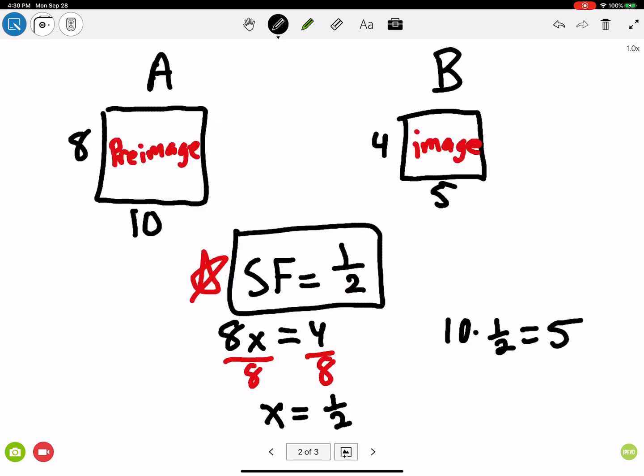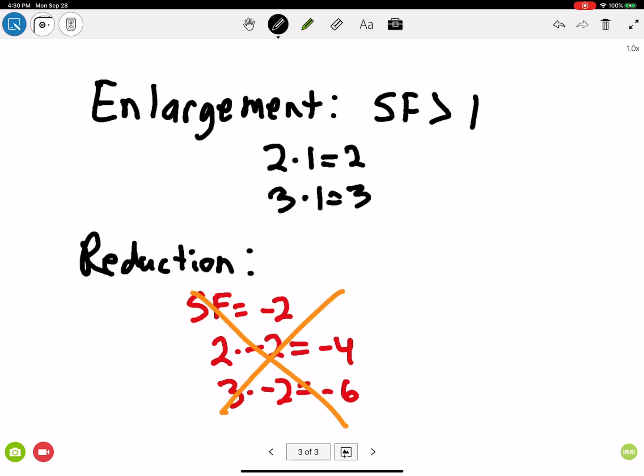What we did find out though, when we made the last thing smaller, we went from 8 to 4, 10 to 5. Obviously a 4x5 is smaller than an 8x10. What kind of number is this? Oh yeah, it's a fraction. So guess what? If I'm doing a reduction, my scale factor has to be greater than 0, but it has to be less than 1. Okay? 1/2, 1/4, 1/8, 2/3 has to be less than 1 but greater than 0.